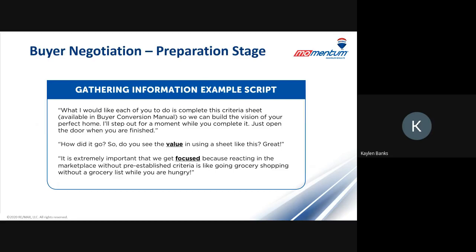Great. It's extremely important that we get focused, because reacting in a marketplace without pre-established criteria is like going to the grocery store while you're hungry, basically. Something along those lines. I know that's really long and winded, but it gives the idea that you can insert a criteria sheet so they can write down what is most important to them, what their trade-offs could be, and what they're really interested in as far as their property. Does anybody use a criteria sheet right now?